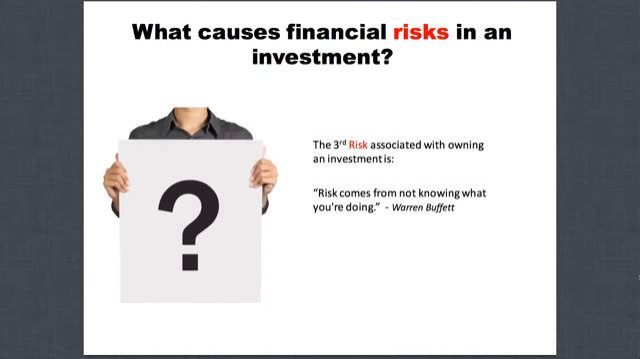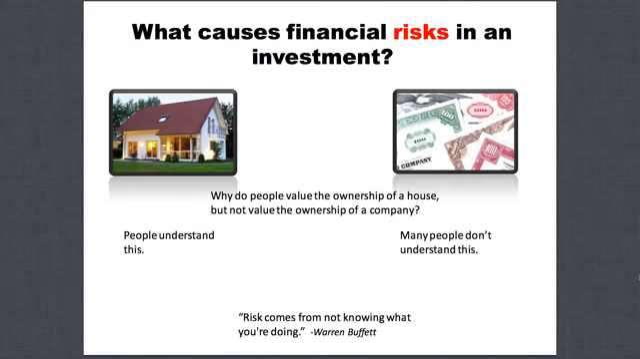Okay, and the third risk associated with owning an investment is that risk comes from not knowing what you're doing. It's that simple. So when you looked at that last example, why do people value the ownership of a house but not value the ownership of a company? And what it comes down to is, on the left, people understand that. They understand the value of the home. But when you look at the right, they don't understand the value of a company.